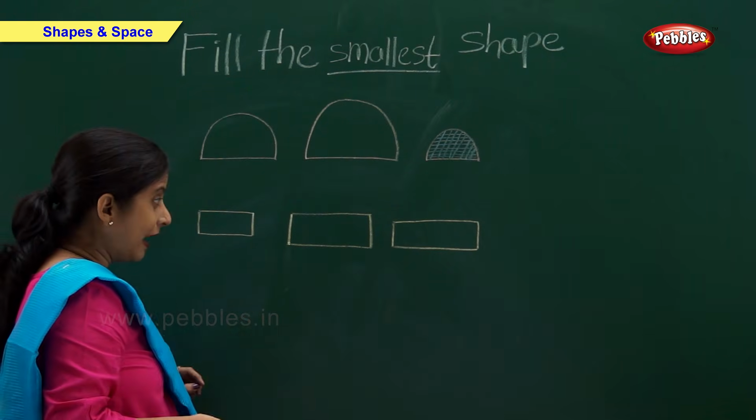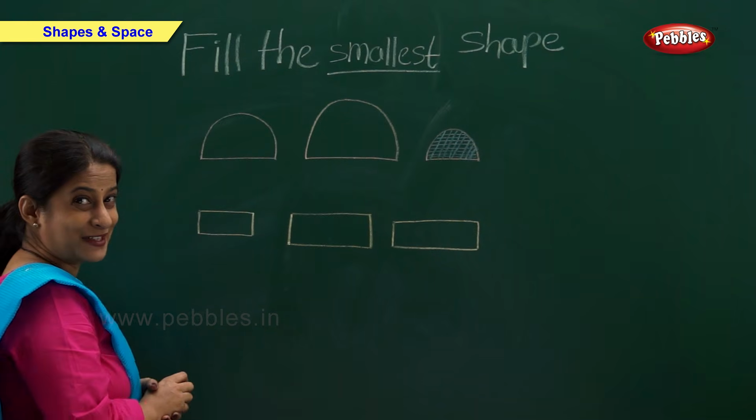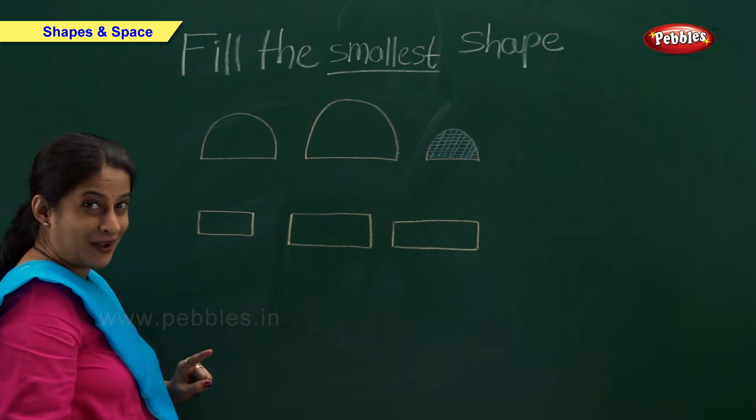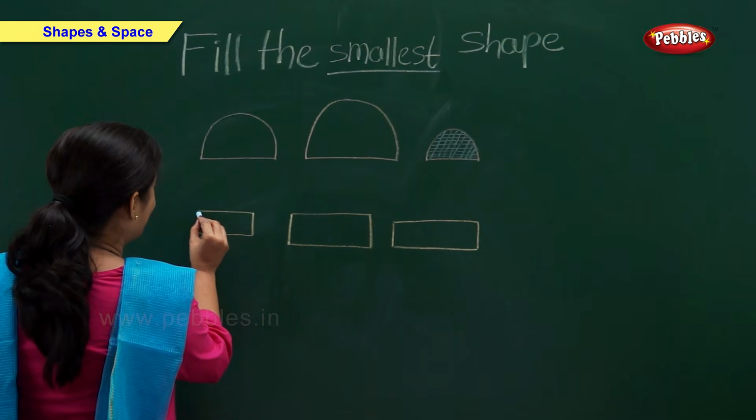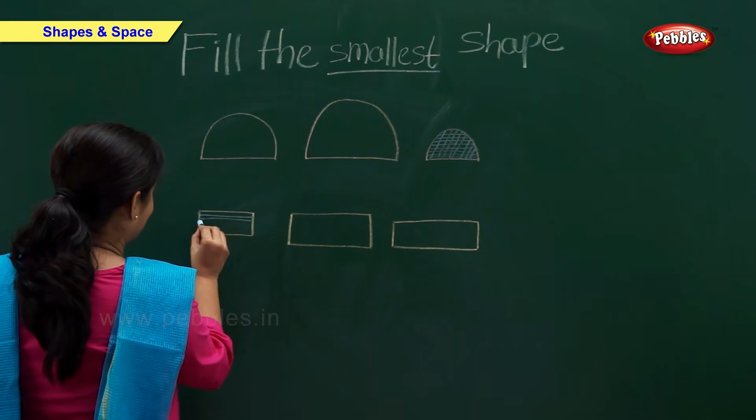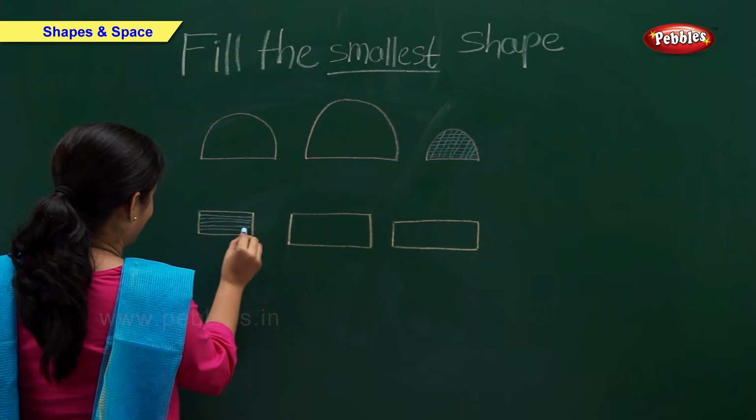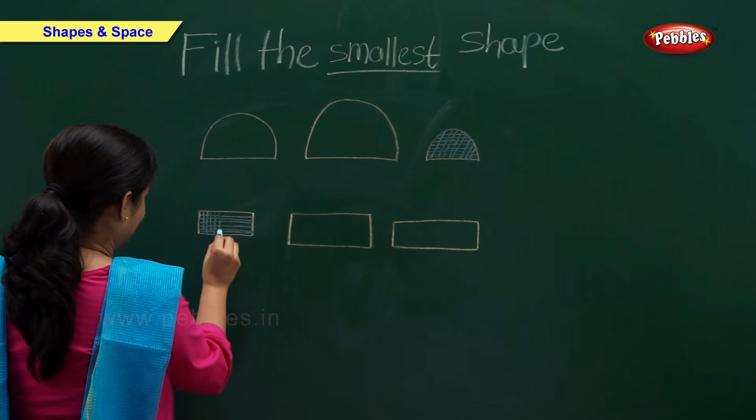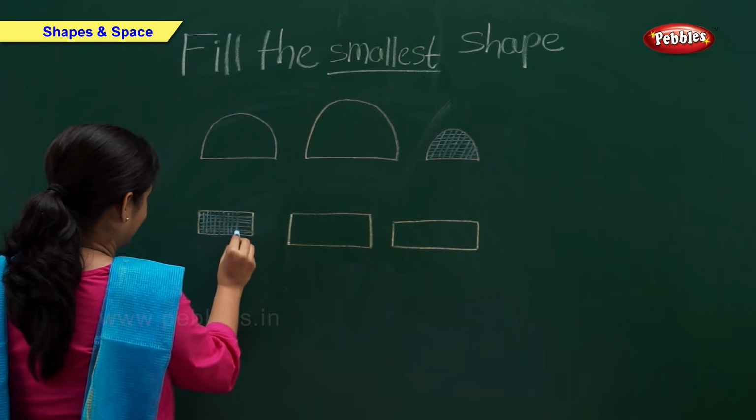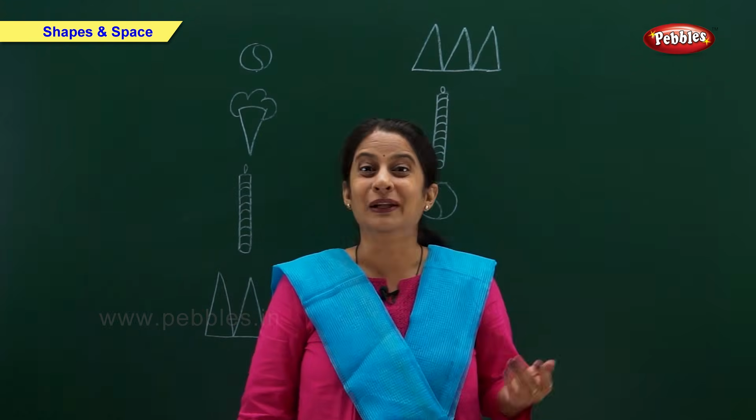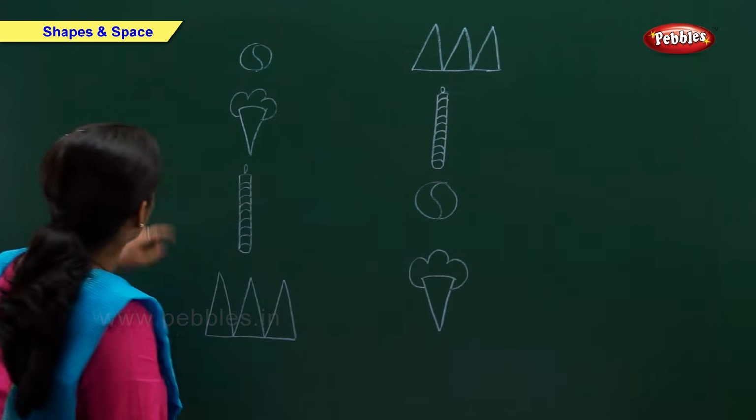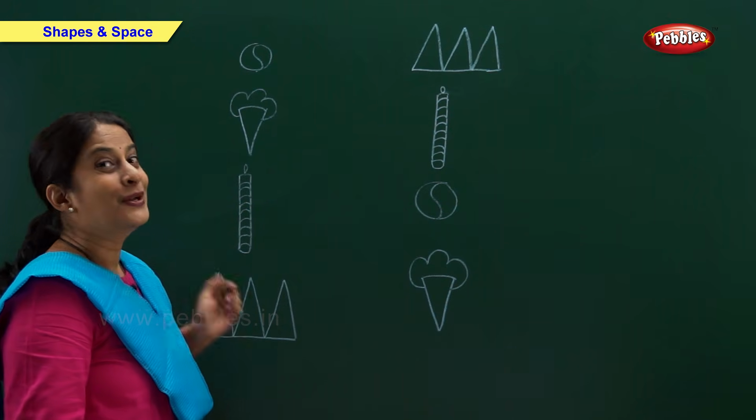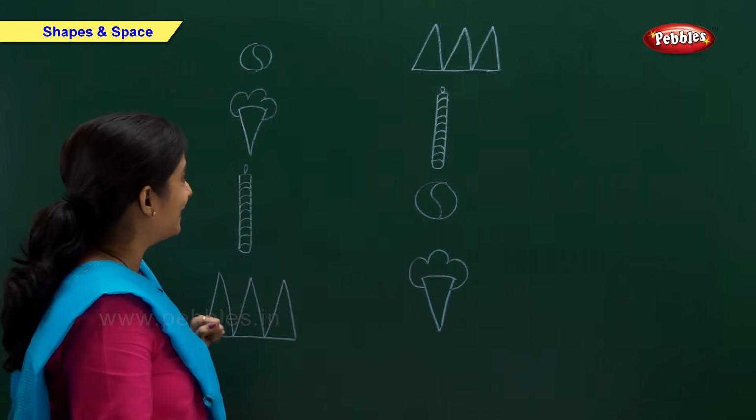And now we have rectangles. So which is the smallest? Come on, tell me fast. Right, the first one is the smallest. So let's fill. Now let's match the shapes. What is this? Right, it's a ball. So now let's find ball here.